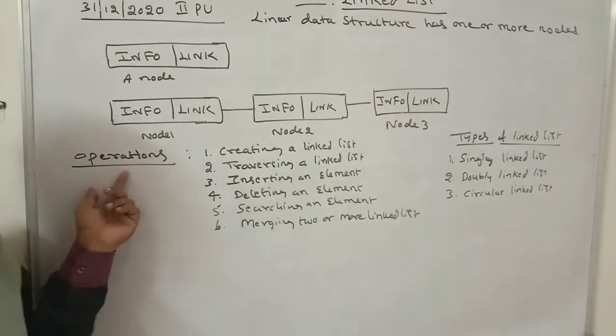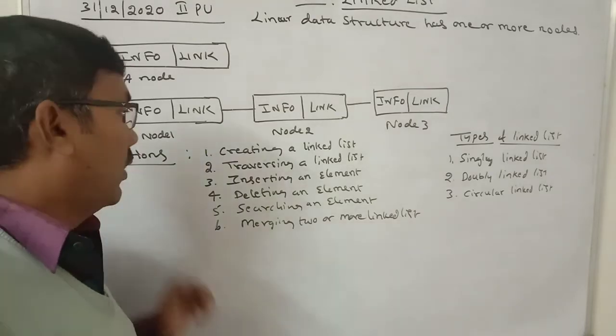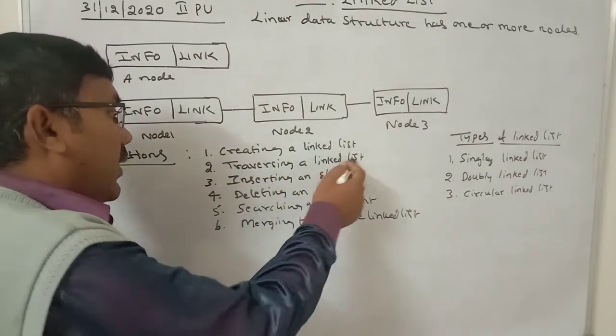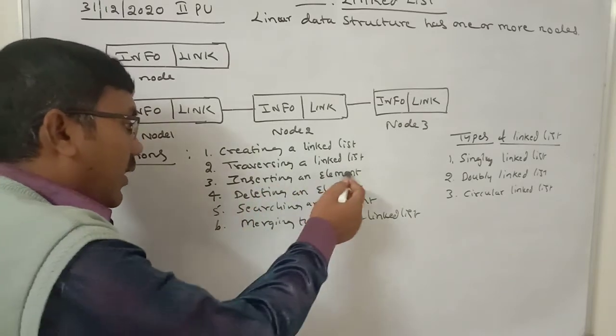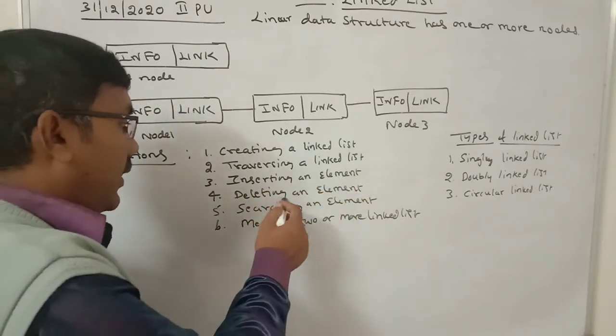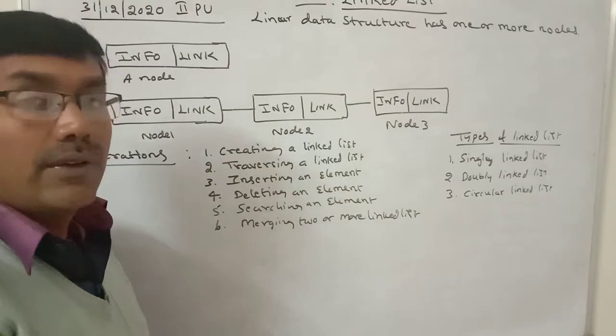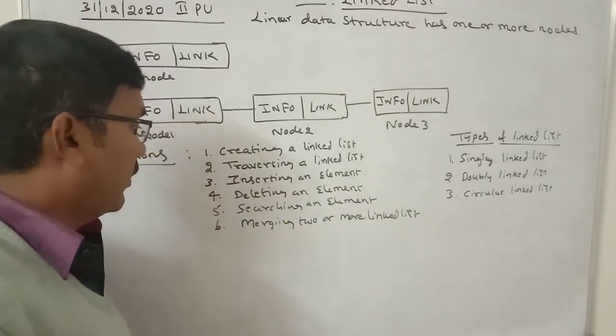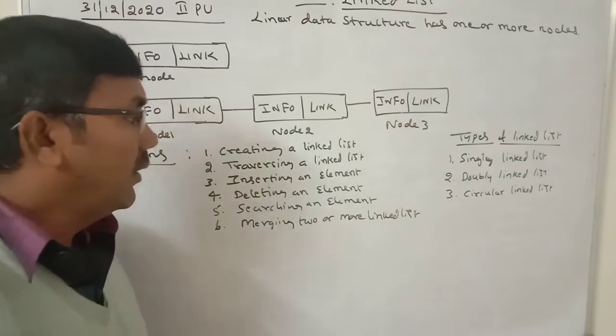Write the operations performed on a linked list. Then you have to write: creating a linked list, traversing a linked list, inserting an element into the linked list, deleting an element from the linked list, searching an element in the linked list, then merging two or more lists.